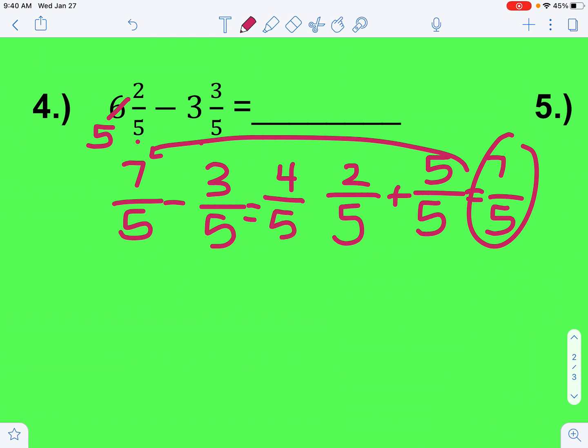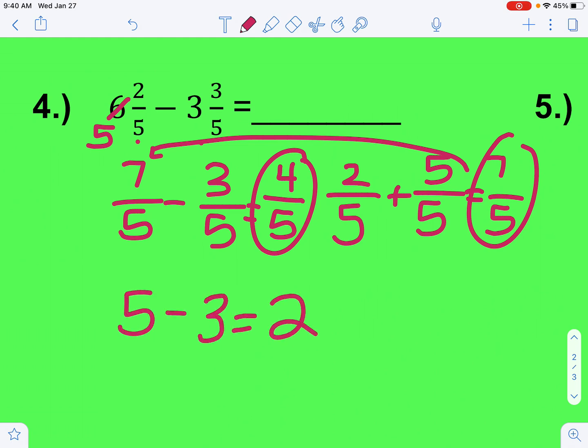Now we can subtract. 7 minus 3 gives us 4, and our denominator stays a 5. Now subtracting our whole numbers, 5 minus 3 gives us a 2. So that is our answer.